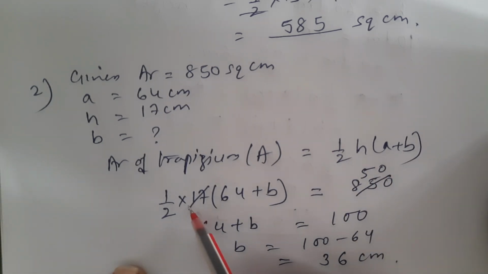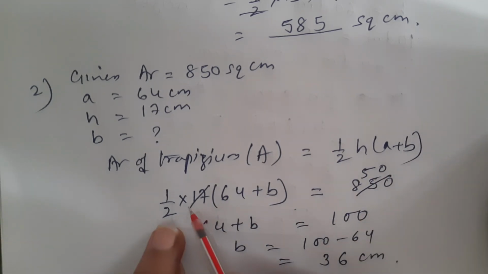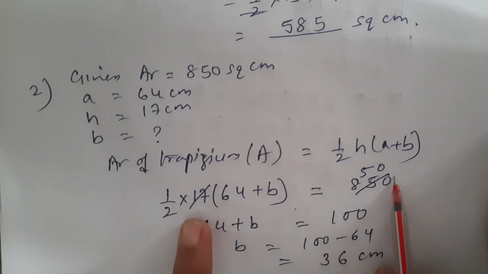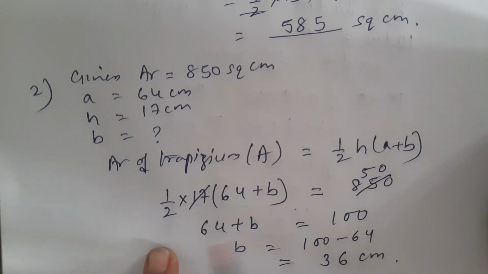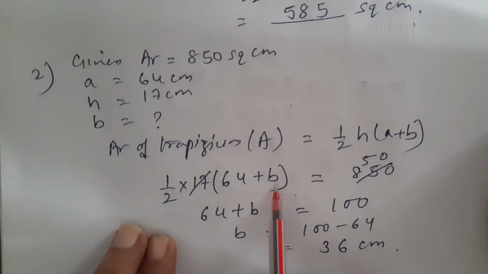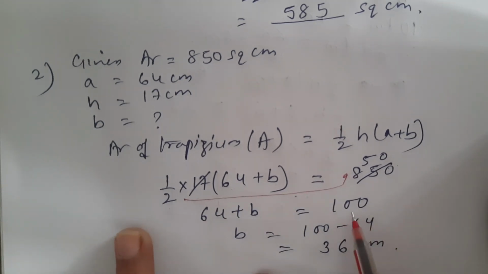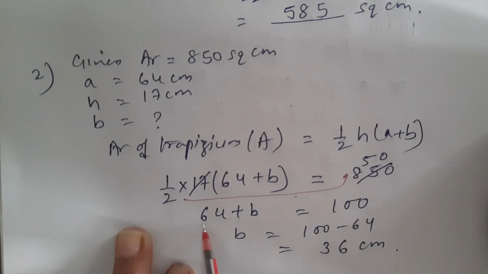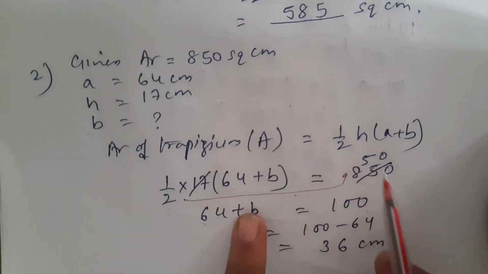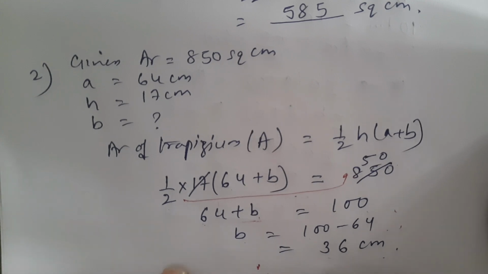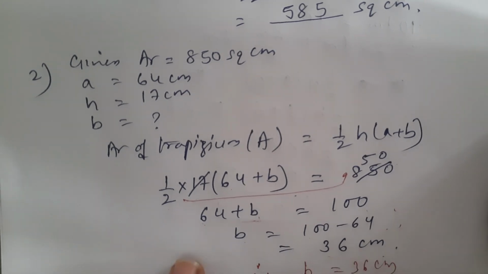Now while cancelling, we can cancel both the numerators. I cancelled 17 and 850: 17 fives are 85, so it's 50. Now 64 plus b, keep as it is, and cross multiply, multiplying 2 with 50, so it is 100. As the term is in addition, when we shift 64 to this side its sign will change. To find b, I shifted 64 towards the right, which is 100 minus 64. Thus the answer is 36 centimeter. So the other parallel side is 36 centimeter. This is our final answer.